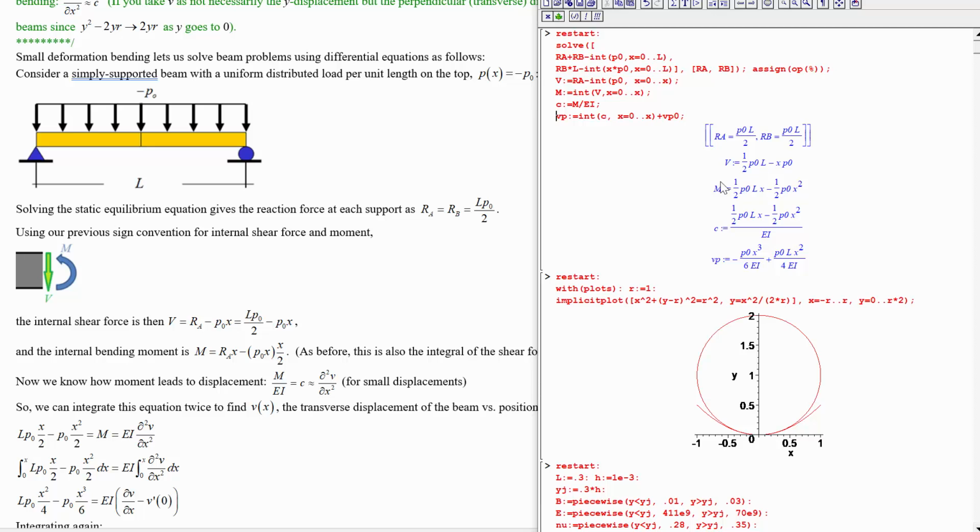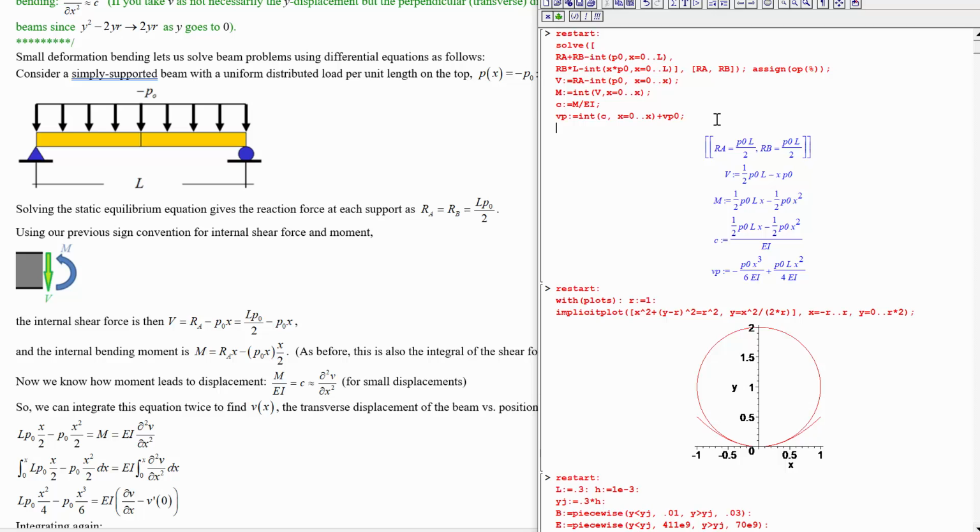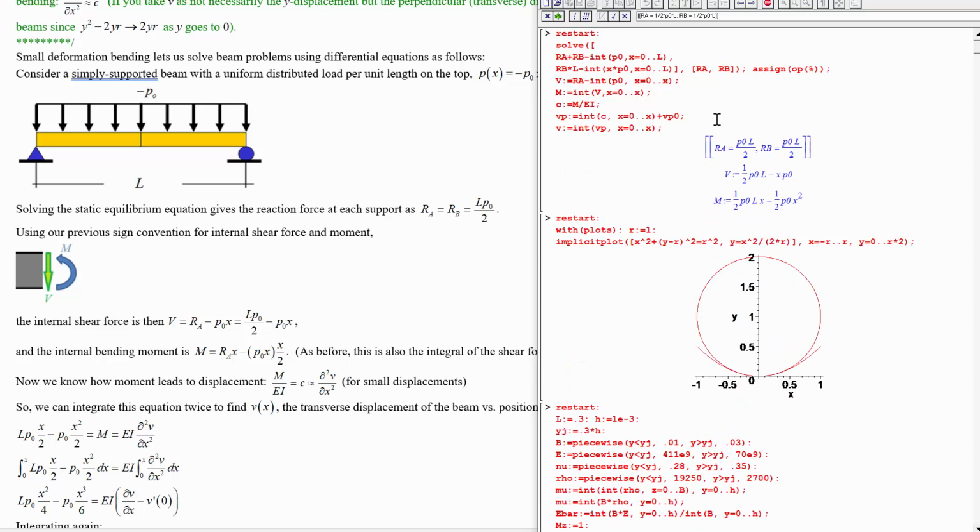Whatever the slope was at 0 will now be telling us what we'll put in there. This is a parameter we're going to have to solve for, and then we'll be able to say what the slope is everywhere else along this beam. Now that we have this, we can then say what v is by, again, integrating v prime from x is 0 to x. So let's try that.